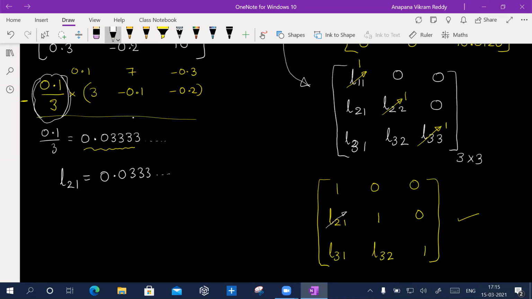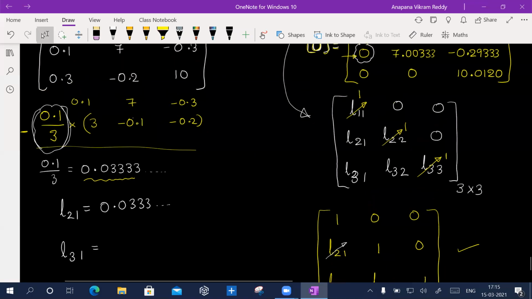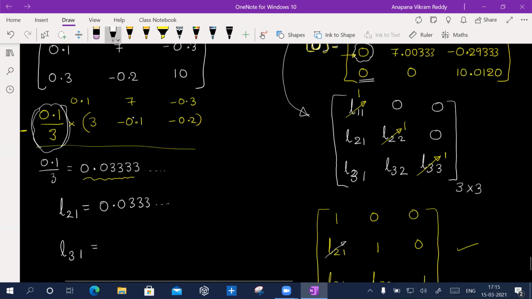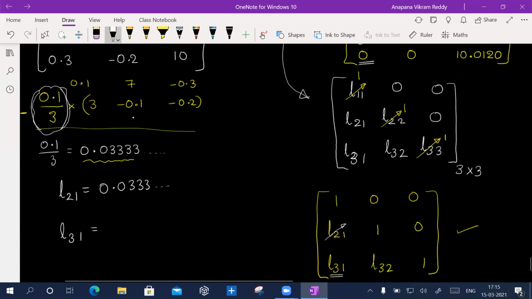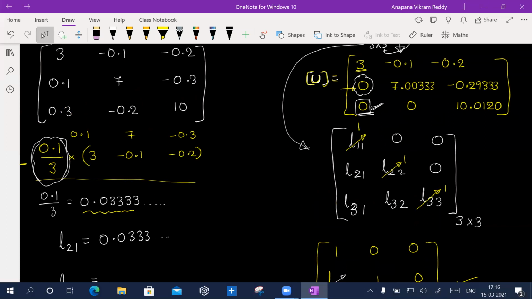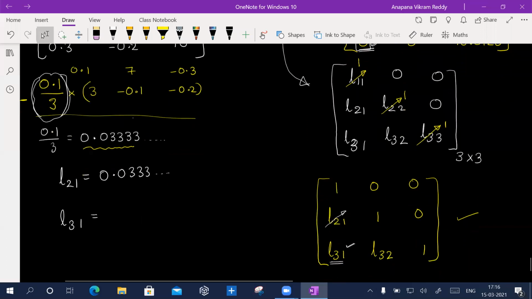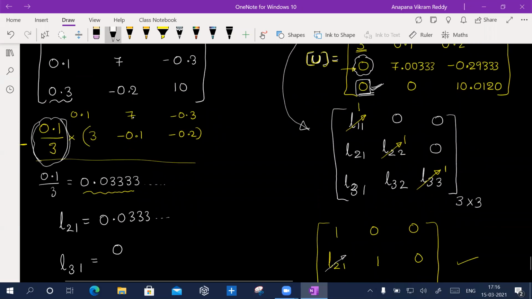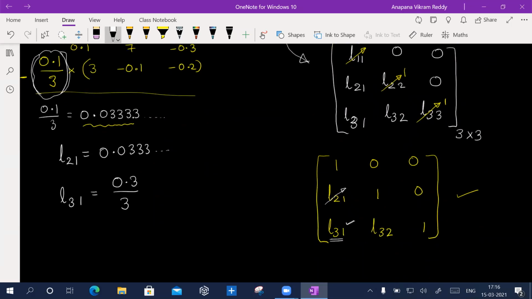Okay. Now coming to L31. What could L31 be here? See, L31 is in the place of U31. Just compare the positions of L31 and U31. To make this U31 zero, we used a multiplier, and that is what? 0.3 by 3. Agree? So we should take only multipliers as the lower triangular matrix elements. From the coefficient matrix, we have 0.3 divided by 3, which is 0.1. You can take it further if you want.